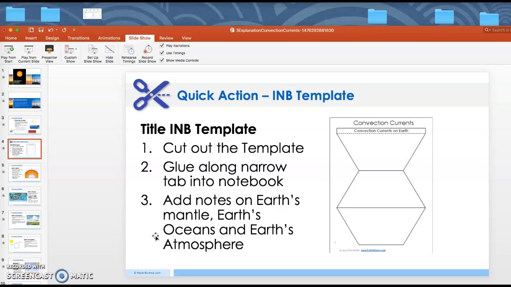When we get done with that interactive notebook and we get the notes put in it, we'll come back to this PowerPoint presentation and we'll continue to move forward. So in Canvas, there's going to be a place where it's going to talk about the interactive notebook template for convection currents on Earth, and that video is going to talk about how to put that in your notebook. So I'll see you in a few minutes.